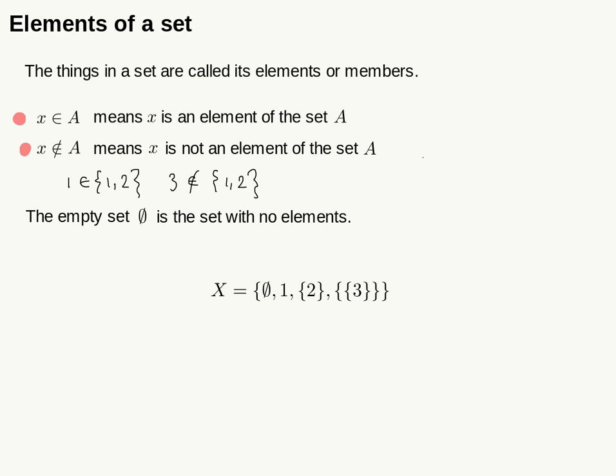Now there's a special set which we have some special notation for, the empty set, which we write like this, kind of 0 crossed out. It is the set whose defining property is that it doesn't have any elements at all. So no matter what a is, a is not an element of the empty set.